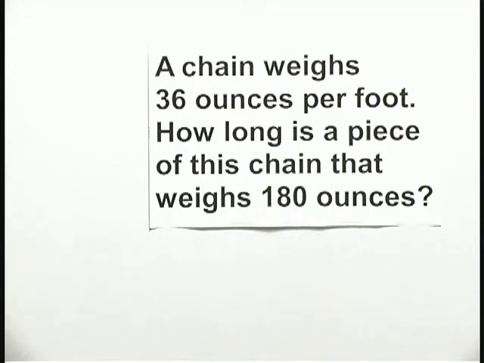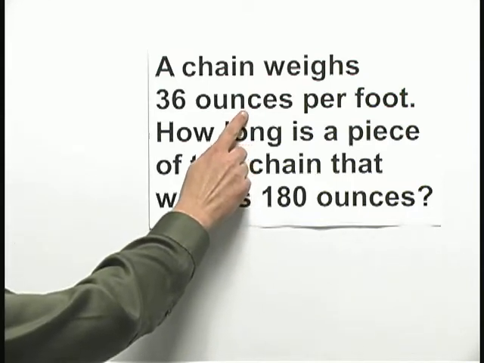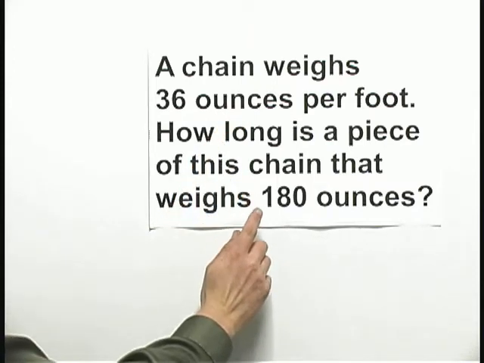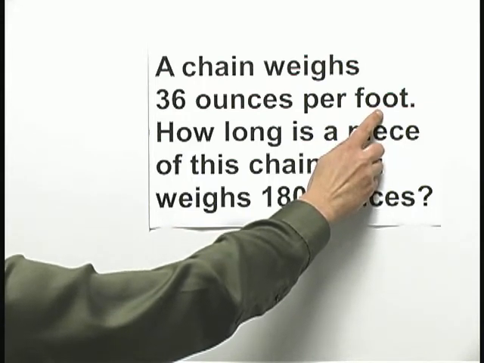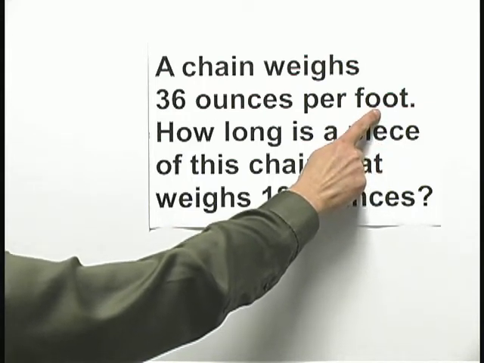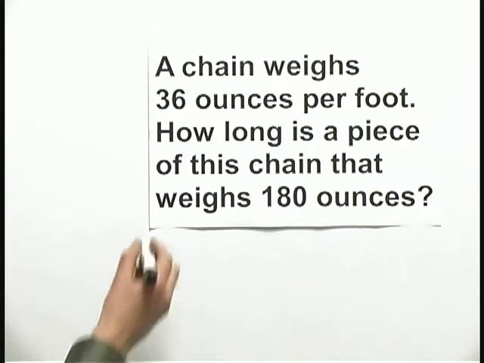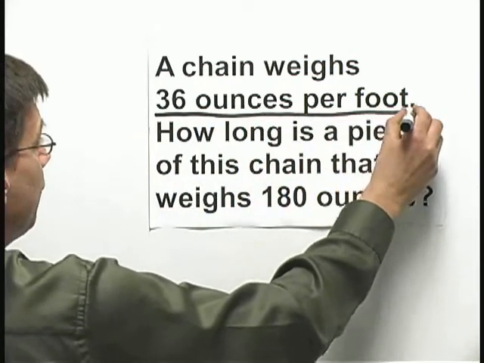When a rate is expressed using the word per, there are always units in front of the per, that's the ounces here, and there are also units just behind the per, after the per. Those units are represented by the word foot here. The rate in this problem is 36 ounces per foot.